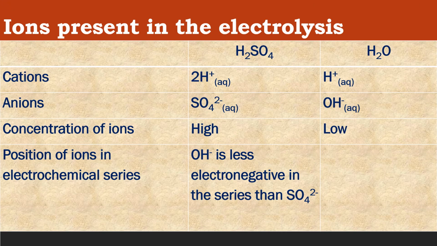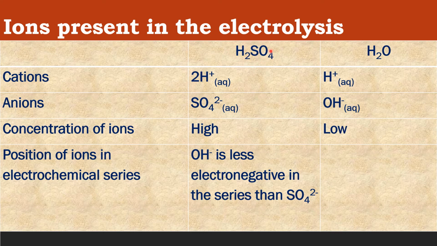So as you can see, these are the two compounds that form the electrolyte. We have the H2SO4 and we have the H2O. This is H2SO4 and this is H2O. H2SO4 produces 2H+ as the cation, while H2SO4 also produces SO4 2- as the anion. H2O produces H+ as the cation and OH- as the anion.